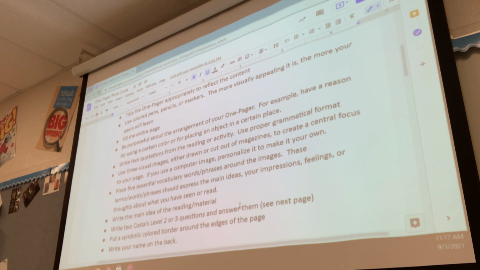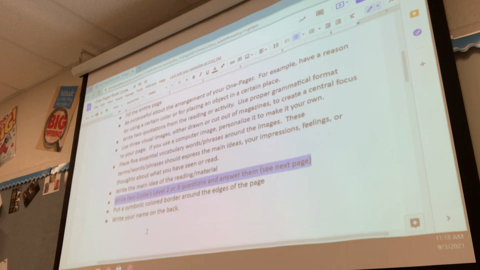So the rock cycle is moving between igneous, metamorphic, and sedimentary. This one we can skip. This one's kind of confusing. It says write 2 CASA level 2 or 3 questions and answer them. So this one we can skip because it's a little bit confusing. But I do want you to have 5 vocabulary words, at least 3 images. You can find 2 quotes about rocks or the rock cycle. And also, of course, make sure your name is on the back of it so that you can get credit for it. And it has some kind of order.